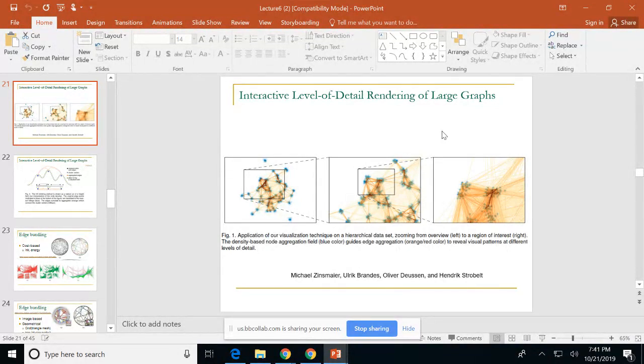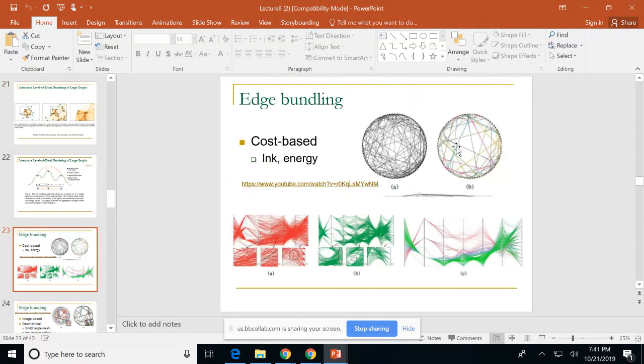So one of these was this interactive level of detail, a way to deal with large graphs and not have a hairball necessarily. The next technique also tries to deal with large graphs. You can see here lots of intersections in the middle. There are many ways of doing it, but the main idea here is I want to bundle edges. So I want them to actually touch each other and reduce the number.